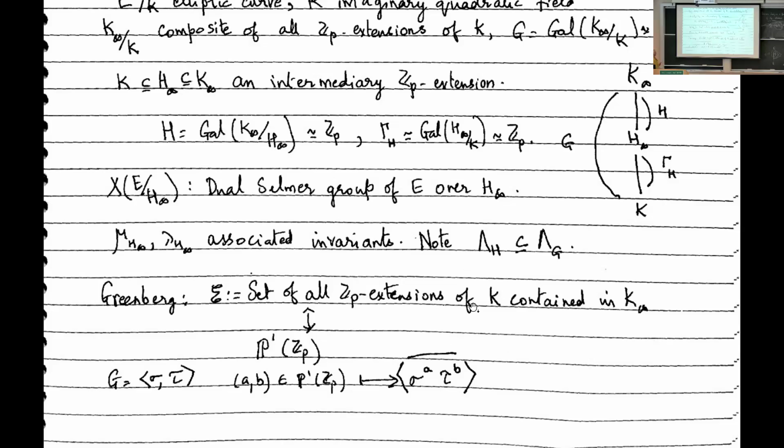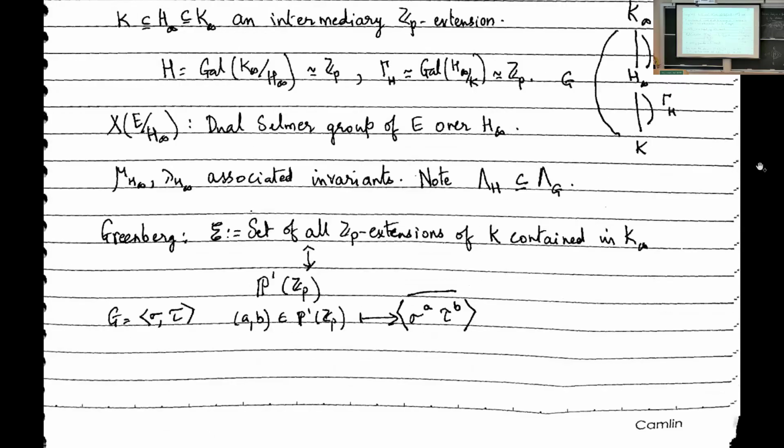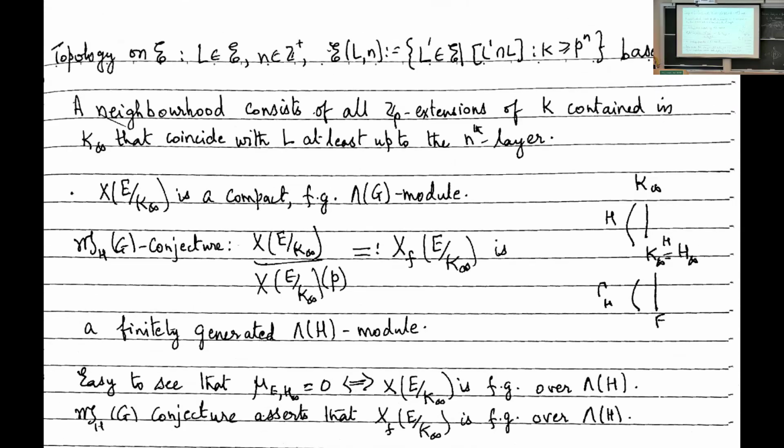Not just that, this is not just a set bijection, but you can actually give a topology on E so that this even becomes a homeomorphism in a suitable sense. So this was an observation made by Greenberg a long time ago, and this is the topology. So you take an intermediary layer. What are all the other Zp extensions that are in a neighborhood? They are those which look like your extension up to n. So that's what this really means here.